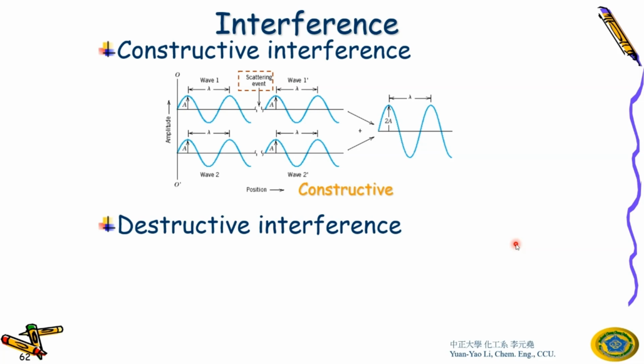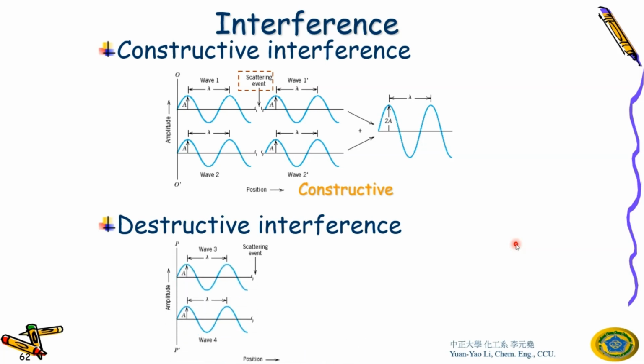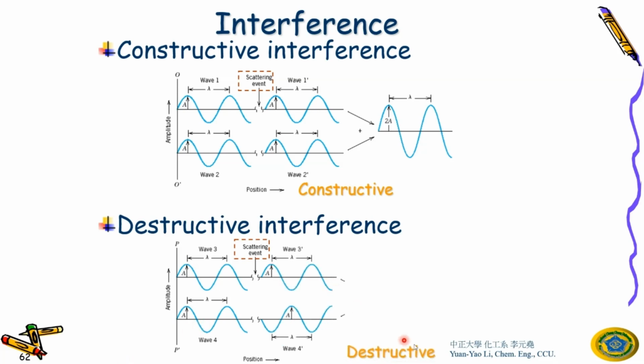How about destructive interference? Again, you have two parallel beams with the same wavelength and same amplitude. That's what we call coherence. They also travel at the same speed with the same pattern. After you go through the scattering event, unfortunately, these two are destructive. They reduce each other's intensity, and as a result you get nothing. No wave comes out. This is what we call destructive interference. I'm sure you have learned this in high school.